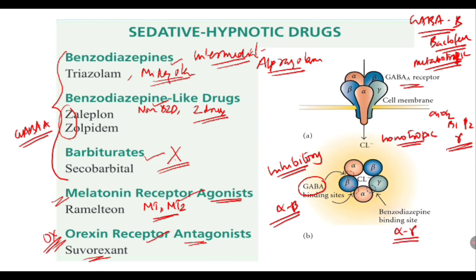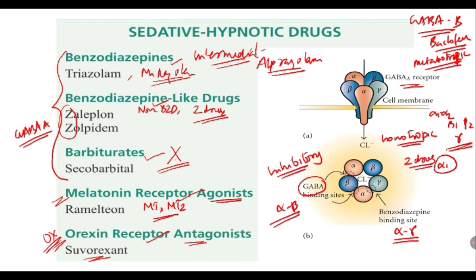And the other drugs that we mentioned, the Z drugs or non-benzodiazepine drugs, bind to the alpha 1 subunit alone. They don't bind at an interface like alpha beta or alpha gamma. They bind alone to the alpha 1 subunit.